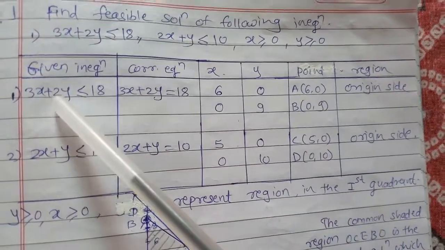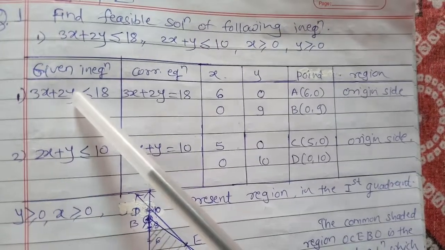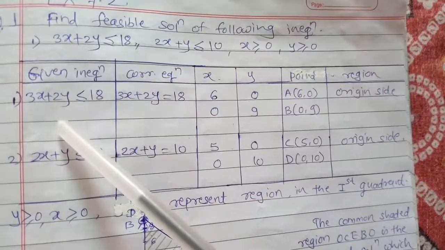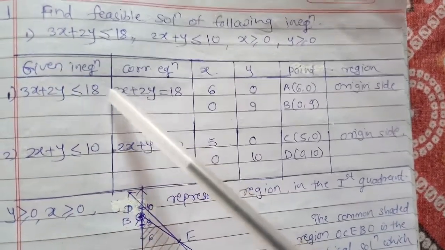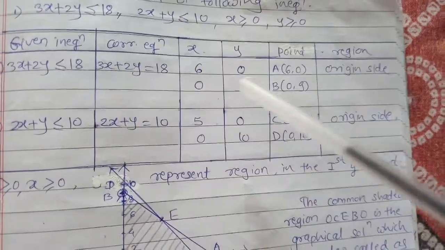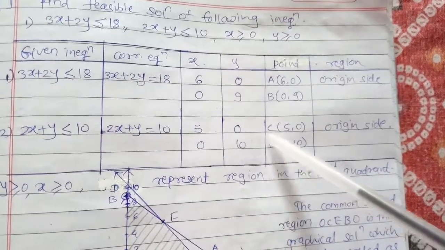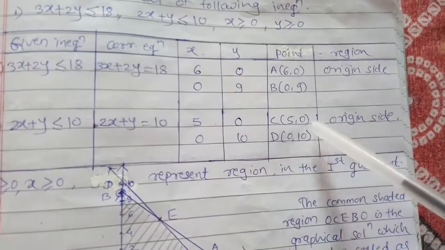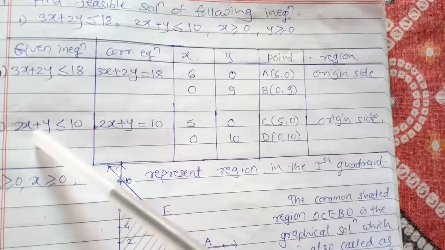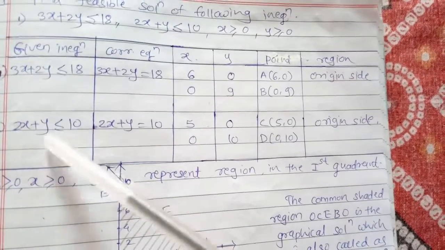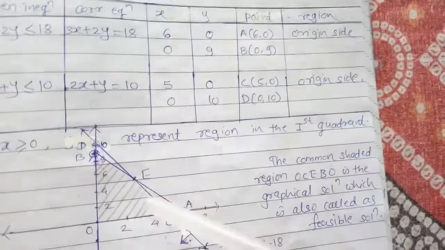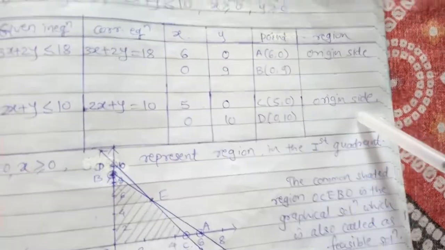Now you have to put the coordinates of the origin here, that is x equals 0, y equals 0. So you'll get 0 plus 0, that is 0, is less than or equal to 18, which is true. So we have to draw the arrows on the origin side. Similarly for the second example, you will get the points C is (5, 0) and D is (0, 10). Again when we put the coordinates of the origin in place of x and y, you will get 0 is less than or equal to 10, which is true. So we draw the arrows on the origin side.